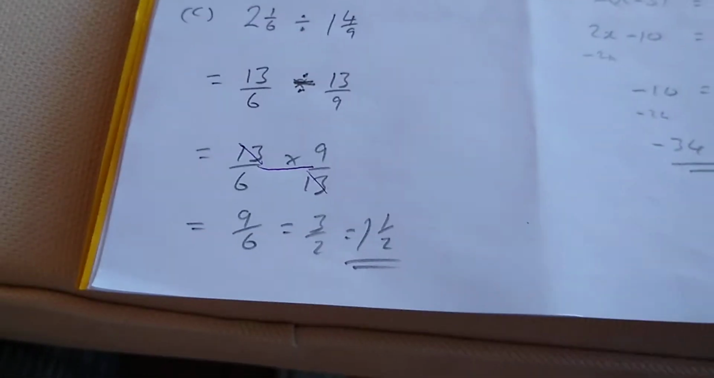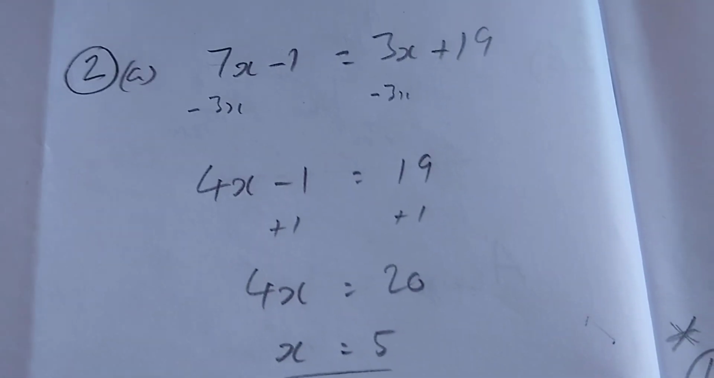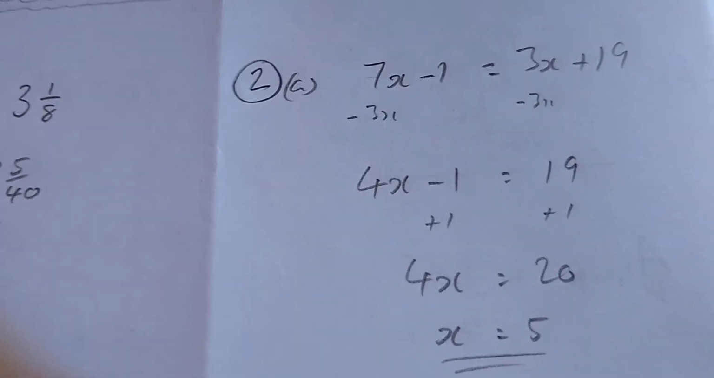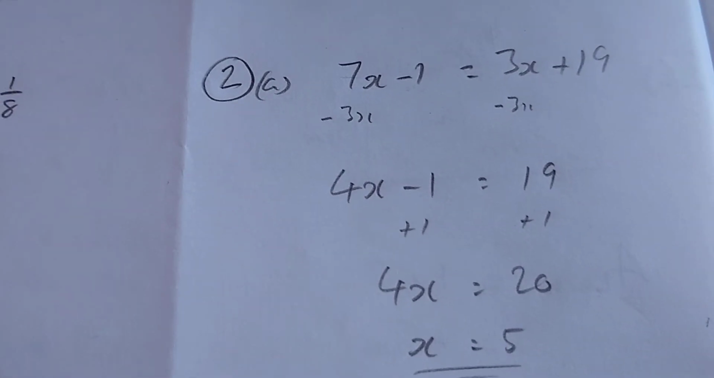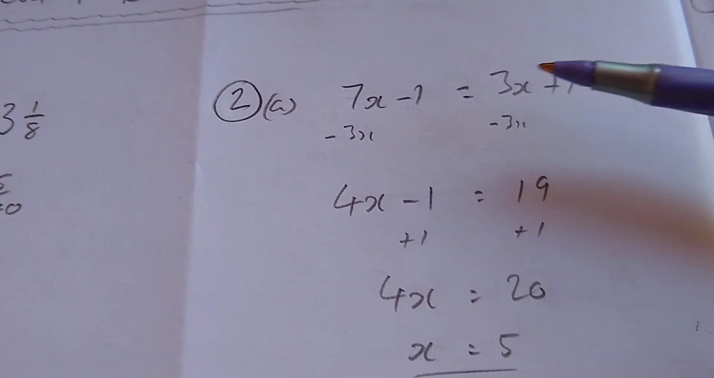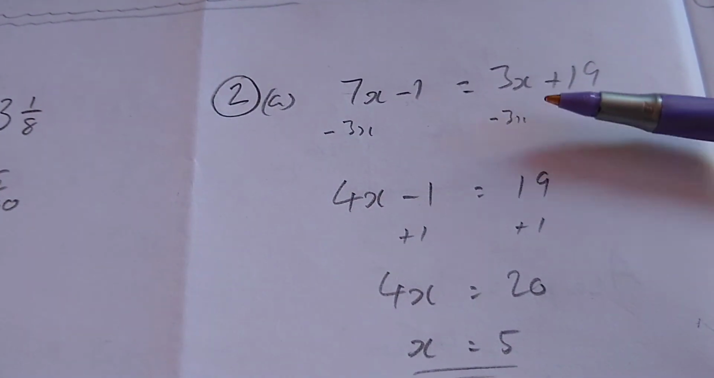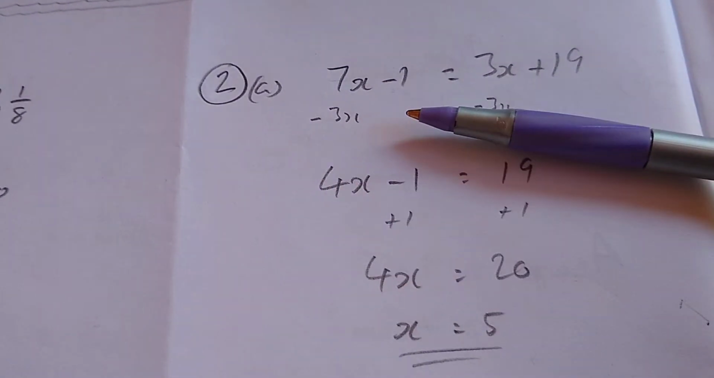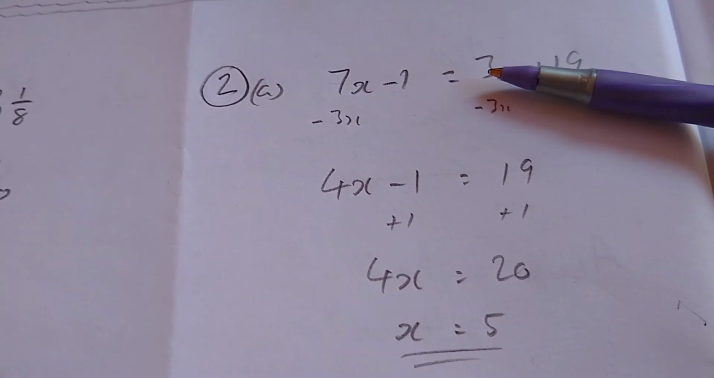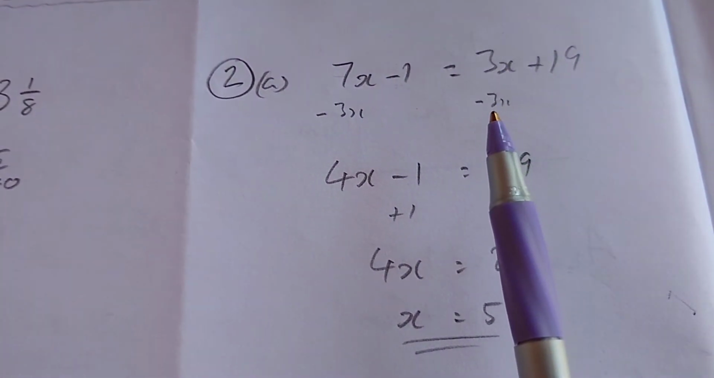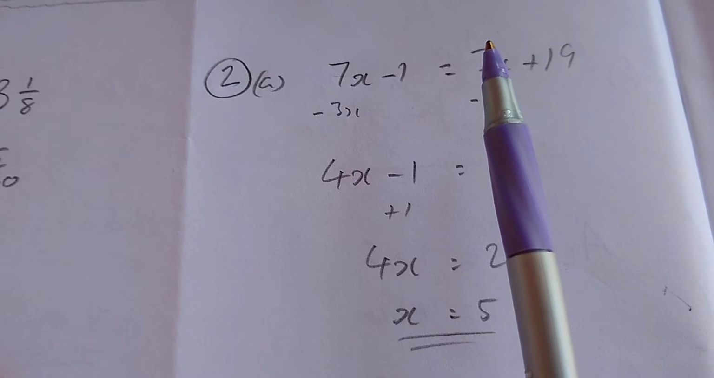Okay, so that is the fraction questions. Question 2. So we've got the equations. What do we need to do here? We're trying to get x terms onto one side and number terms onto the other side. This is like having a seesaw or a balance. We're going to pick this 3x up, or take it off the seesaw, or subtract 3x from the right hand side of the equation.